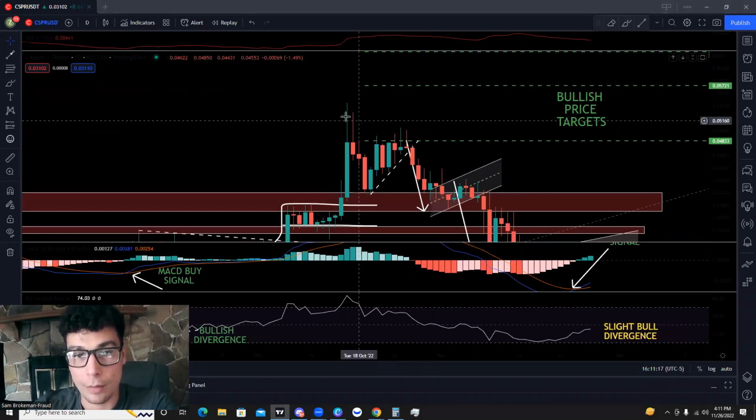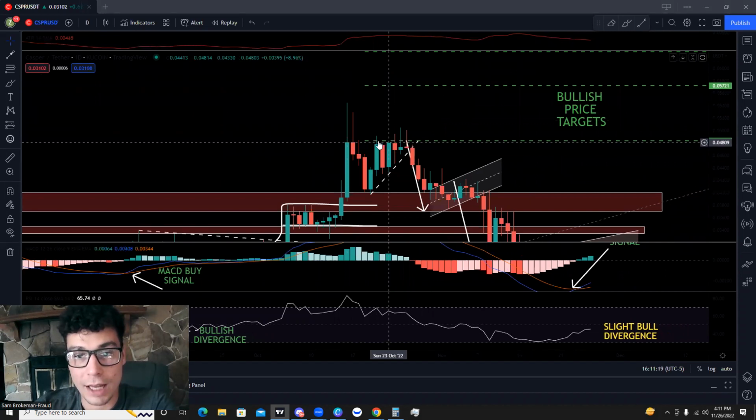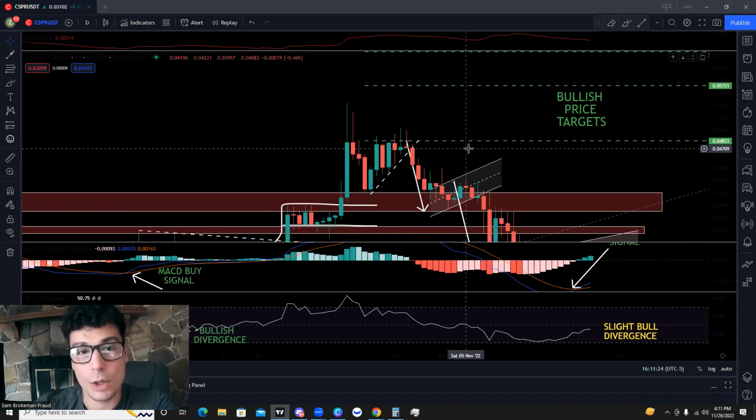Now we do wick above, but when you look at where all of the candles are closing and opening right here, it's right along this bullish price target. So it was some very beautiful technical analysis.